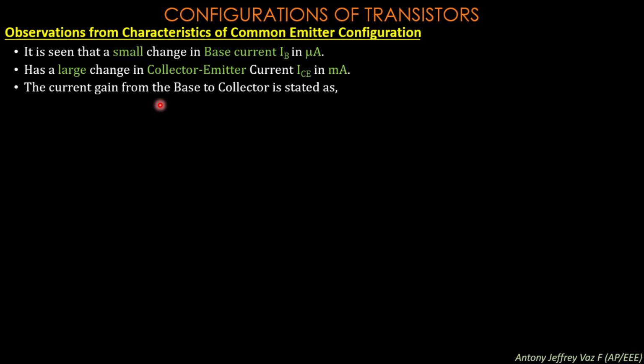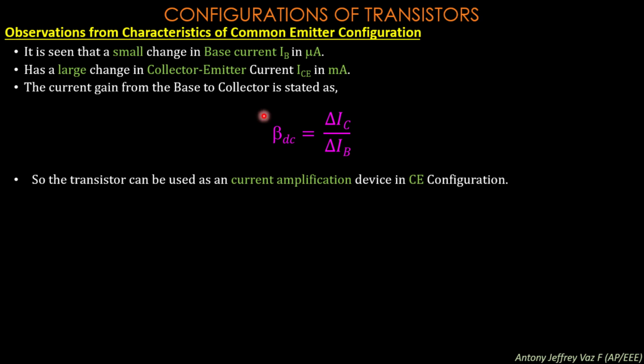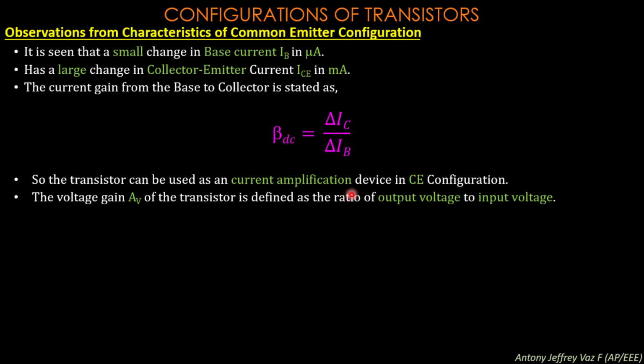The current gain from the base to the collector is stated as beta DC. So this is the gain. Beta DC is represented as change in collector current divided by change in base current. So the beta DC is the gain of the transistor connected in common emitter configuration. So transistors can be used as current amplification devices in common emitter configurations.